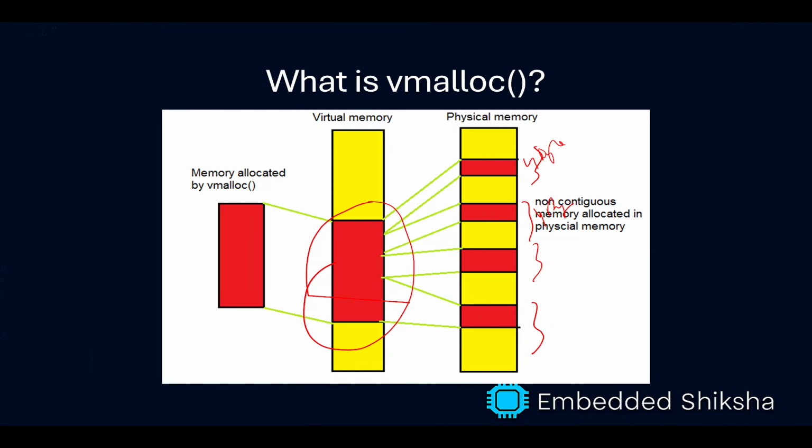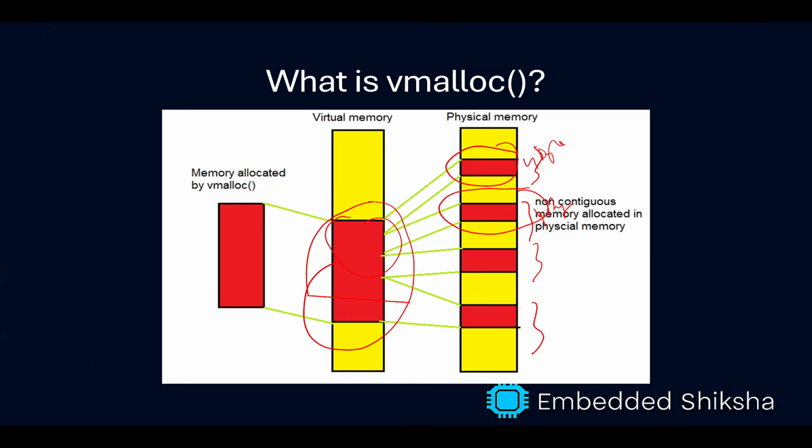If you want to access 8 bytes of memory out of this virtual memory section, you first have to get the physical address of this memory using virtual to physical address translation. Then for the next 4 bytes, you again have to do this virtual to physical translation to get the address of this physical memory.